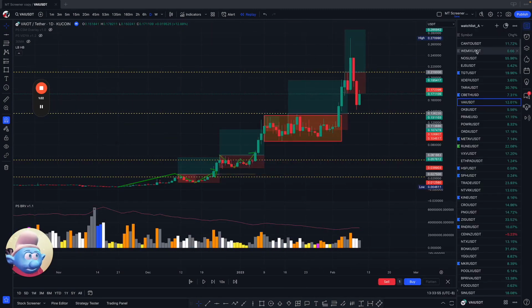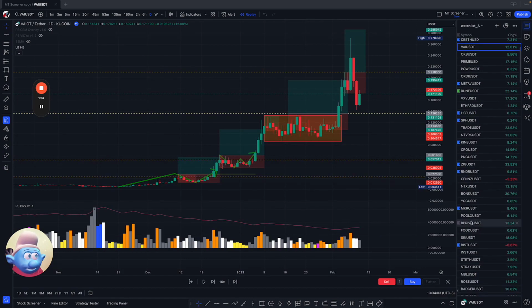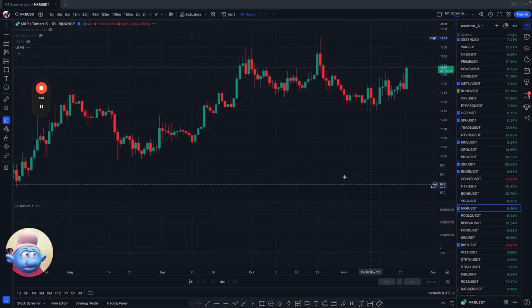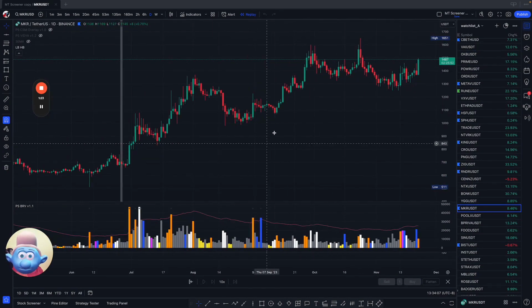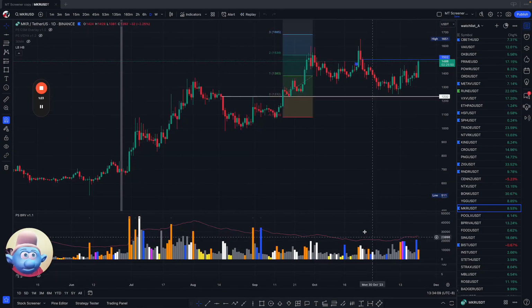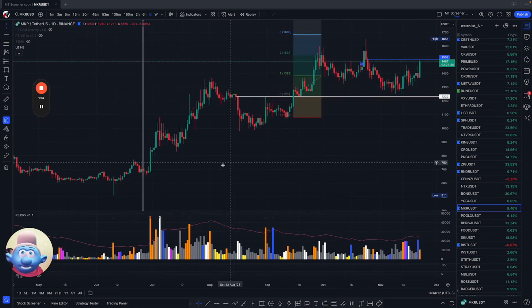Let's go to just a chart that is not already drawn up just for fun. I don't know. We'll click on Maker for shits and giggles. Let me turn off replay. Oh, it is off. All right.